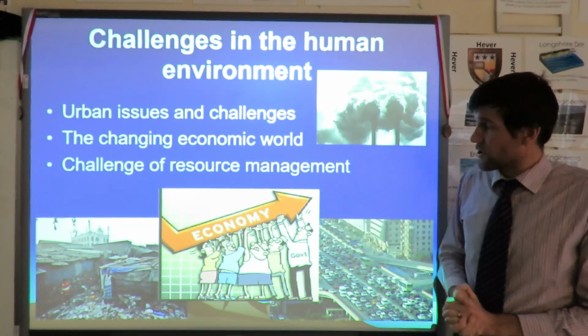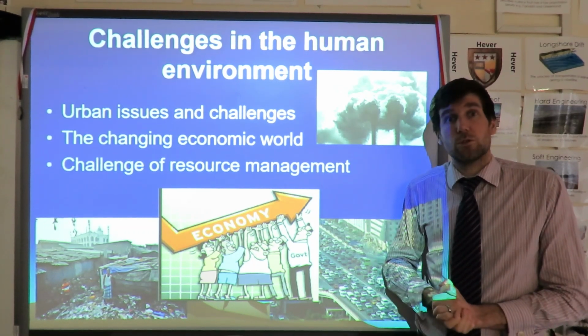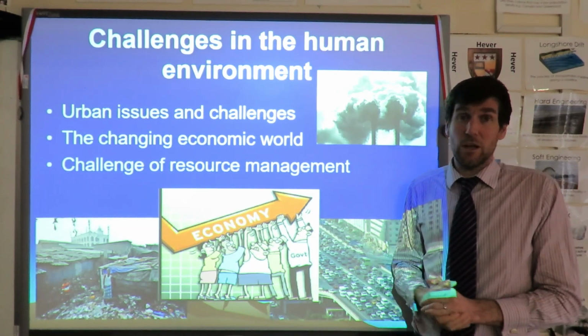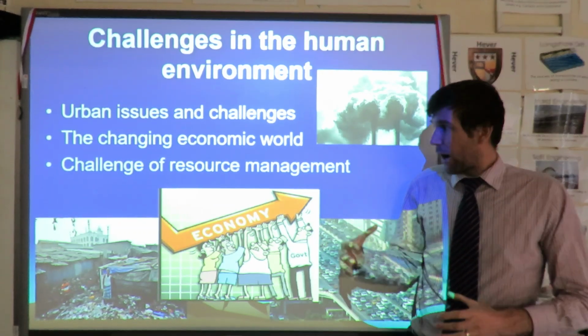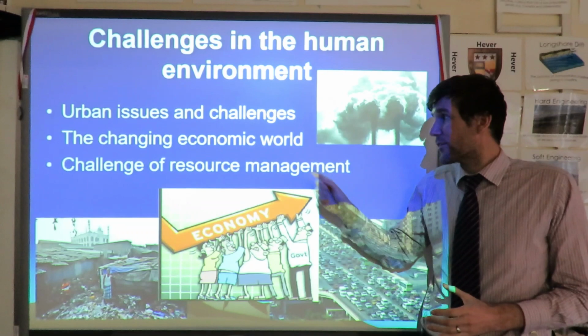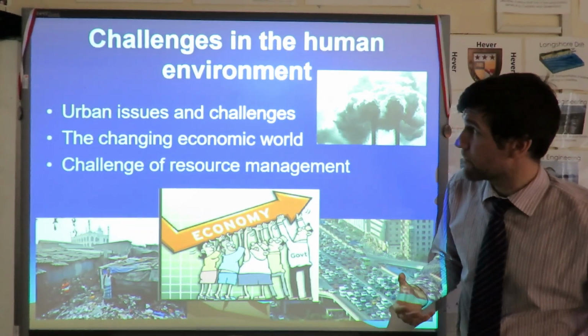Lastly, we look at the challenge of resource management. As you know, we rely heavily on fossil fuels. Those fossil fuels are not going to last forever. How are we going to make sure we've got enough energy for the future? How are we going to tackle that issue? And what is our use of fossil fuels causing as problems now?